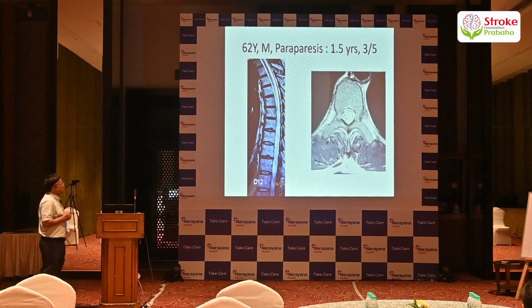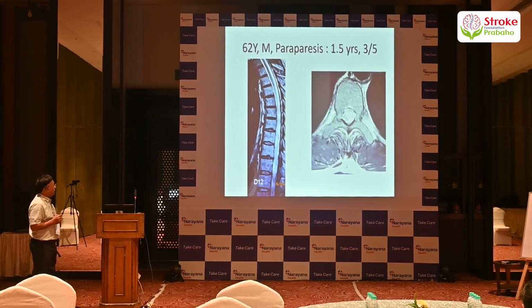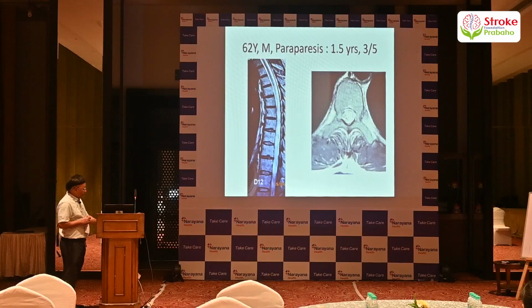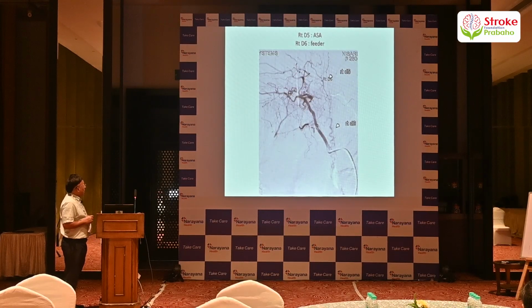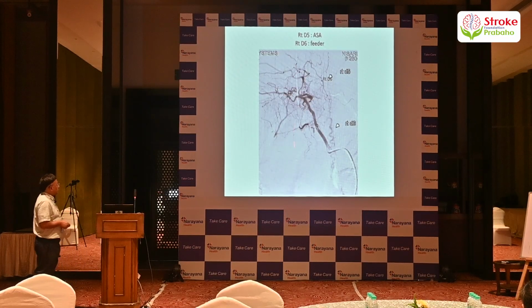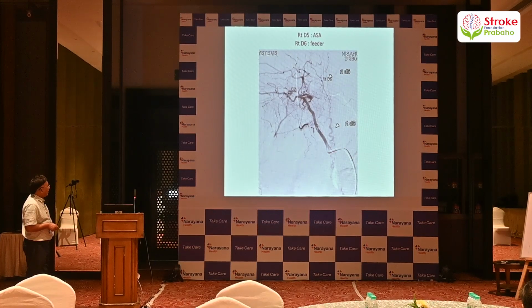Another few cases. So, a 62-year-old male, paraparesis for 1.5 years, so he was diagnosed late, and power was 3/5. There are some flow voids visible here, not very apparent. And this is a spinal DSA. So this is a cobra catheter at the level of D6, and you can see the spinal dural fistula.